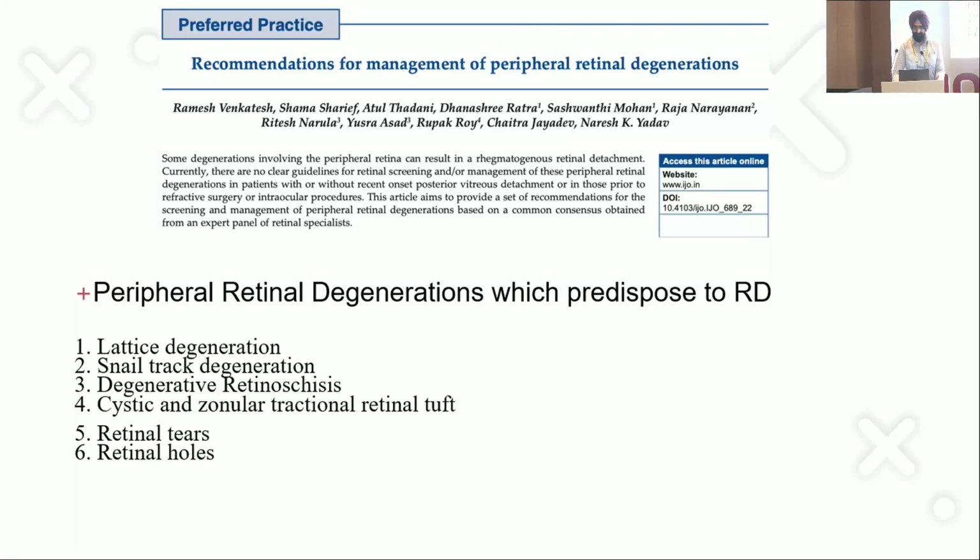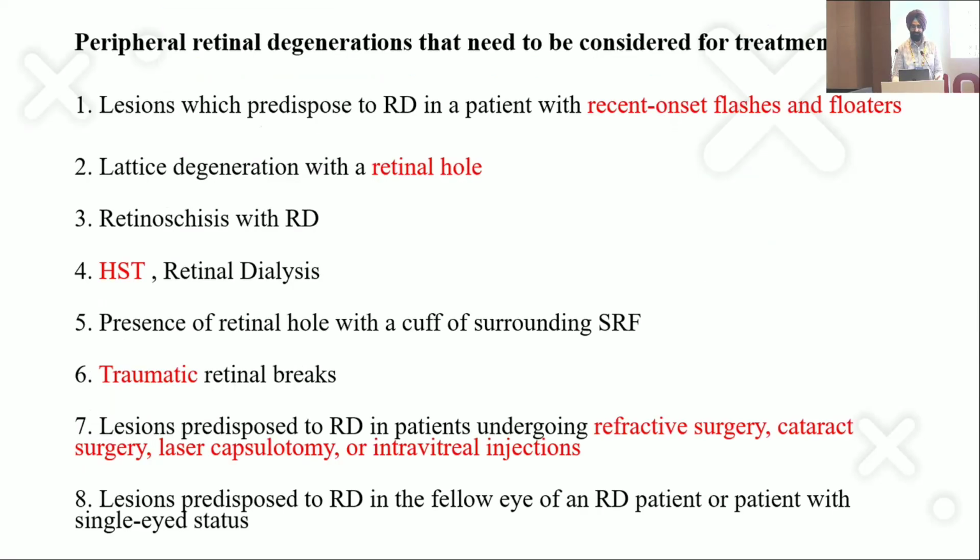Coming to peripheral retinal degenerations, the degenerations which predispose to RD are lattice, snail track, degenerative retinoschisis, tears and holes. Lesions which predispose to RD in a patient with recent onset flashes and floaters should not be ignored. Lesions predisposing to RD in patients undergoing refractive, cataract or intravitreal injection should be treated pre-op.